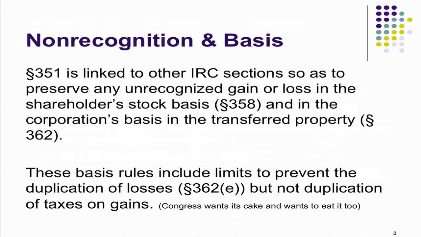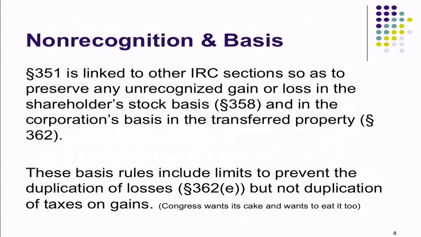351 is also linked to other Internal Revenue Code sections. To preserve any gain or loss in the shareholder's stock basis, Section 358 is involved, and Section 362 is the corporation's basis in the transferred stock. And I'll get into all of the basis rules in a few minutes. These basis rules include limits to prevent the duplication of losses, but not duplication of gains.